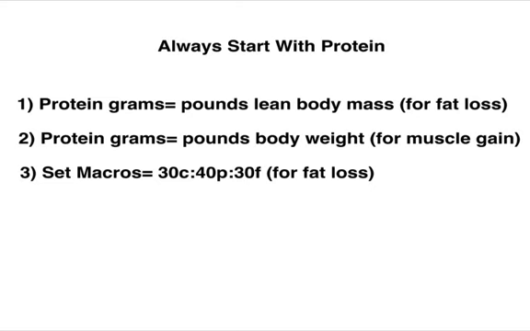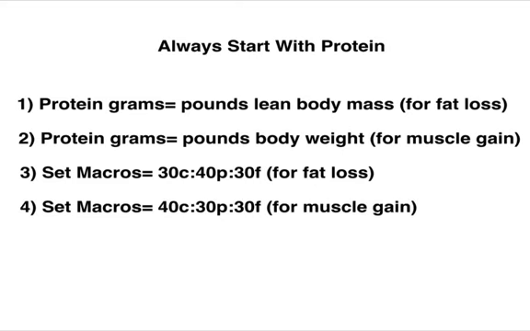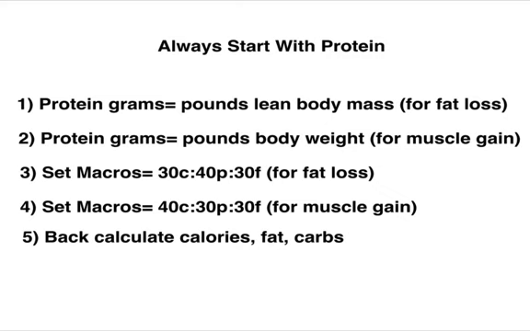Now, if you want fat loss, you're going to set your macros to 30, 40, 30: carbs, protein, fat. Okay? So your protein is going to be 40% of your total calories. If you're after muscle gain, you're going to set your macros to 40, 30, 30. Protein is going to be 30% of your total calories in that case. Now, once you establish that, you're going to back calculate your calories, your fat, and your carbohydrates.